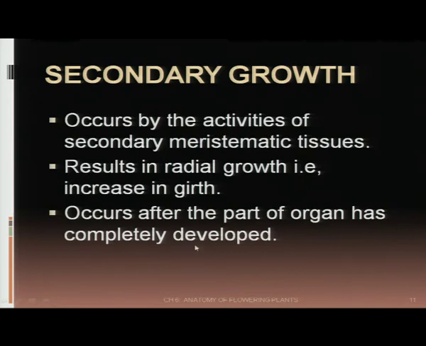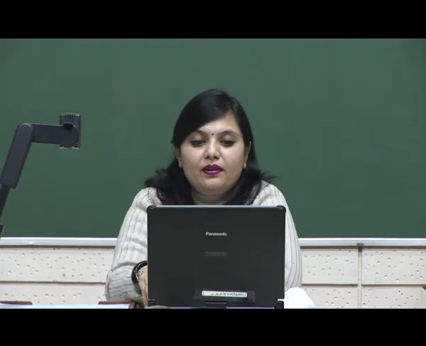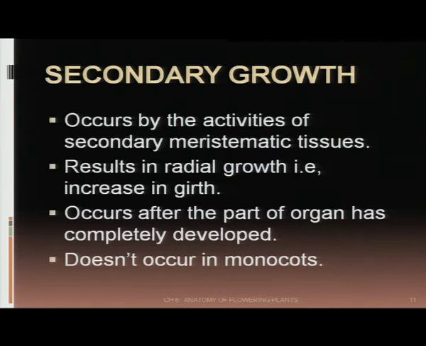This is again a very important point. While the primary growth is concerned with the growth and development of the organ as a whole, secondary growth is concerned with the later maturation. So, it will occur only when the part has completed its growth, and once the secondary growth has started, primary growth won't take place in that particular region or that particular part of the plant. Lastly, the secondary growth does not occur in monocots.